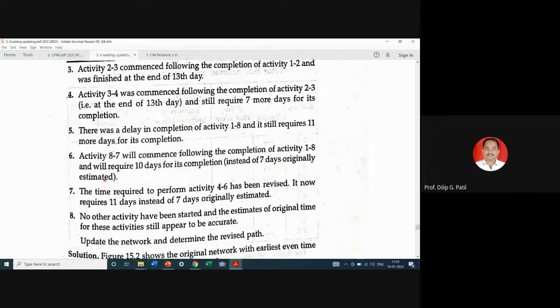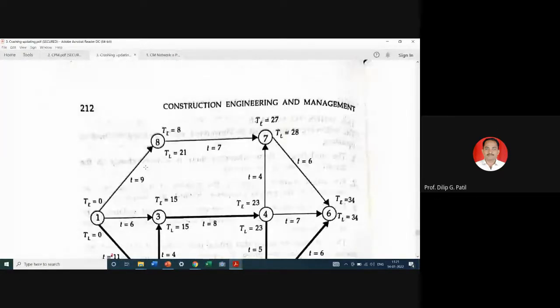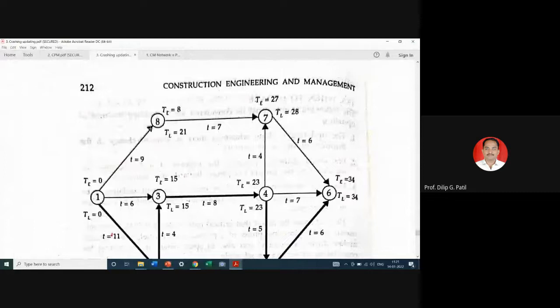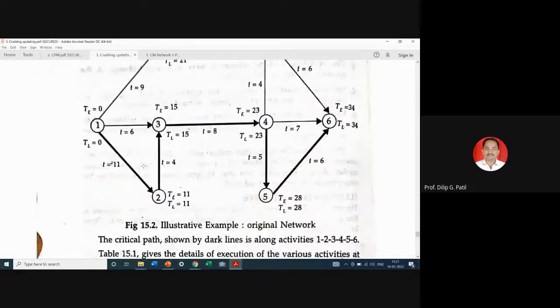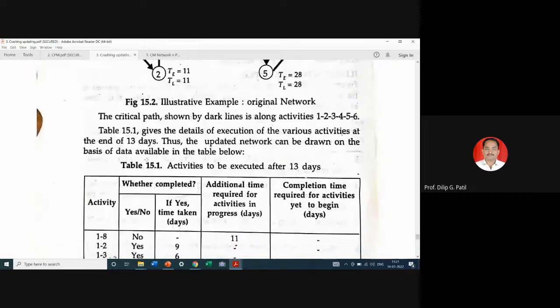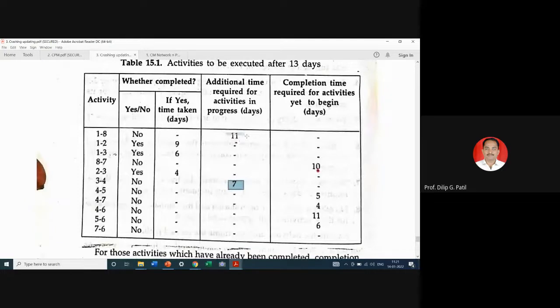There was delay in completion of activity 1/8 and it still requires 11 more days. अर्लियर बघा किती होतं ड्युरेशन 1/8चं, 9 होतं आणि आता काय म्हणतायत ते हे डिले झालेलं आहे. जरी 13 दिवसामध्ये आपल्याला काम कंप्लीट करायचं, म्हणजे 13 दिवसापर्यंत it was expected that it should have completed as it was only 9, बरोबर आहे, परंतु ते कंप्लीट झालेलं नाही, डिले झालेलं आहे आणि अजून त्याला 11 दिवस लागणार आहेत. म्हणजे there is drastic change in this particular time duration. आतापर्यंत किती काम झालं we need not bother, what we are going to consider की अजून किती वेळ लागणार आहे. So 1/8 11 more days are required, that is important.